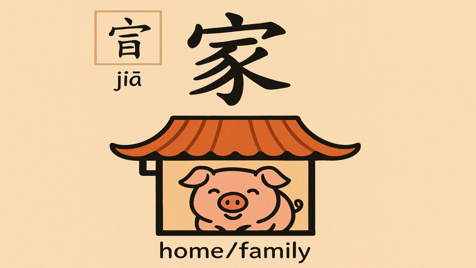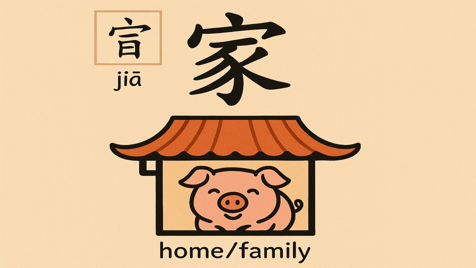So literally it shows us a pig safe under a roof. This is what made a house into a true home and family. The character captures the essence of home as a place of security, prosperity, and family togetherness. The pronunciation, Jia, has a flat, steady tone like the stable foundation of a home.